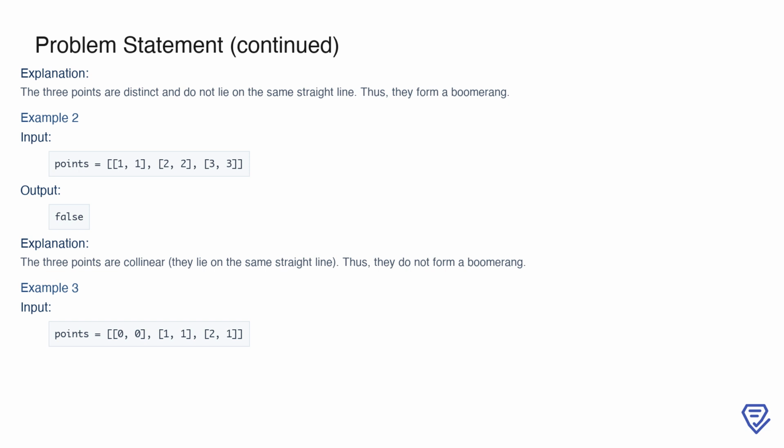On the other hand, if we consider a different input such as [0, 0], [1, 1], [2, 1], these points are distinct and do not lie on the same straight line, meaning they form a valid boomerang. Therefore, the output in this case would be true.